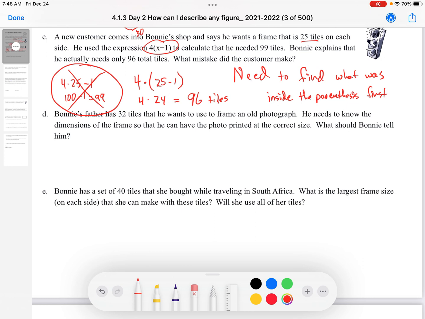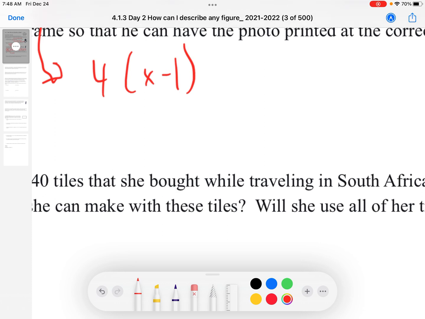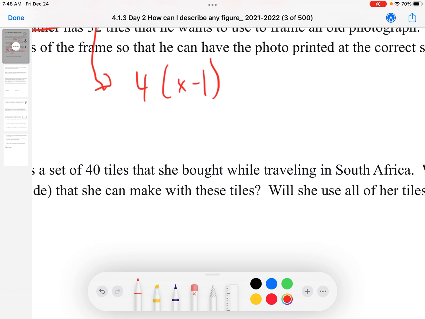So we could probably do some guessing, can't we? Let's use this method down here. It's 4 times (x minus 1), and we need it to equal 32 tiles. So let's just try 5.